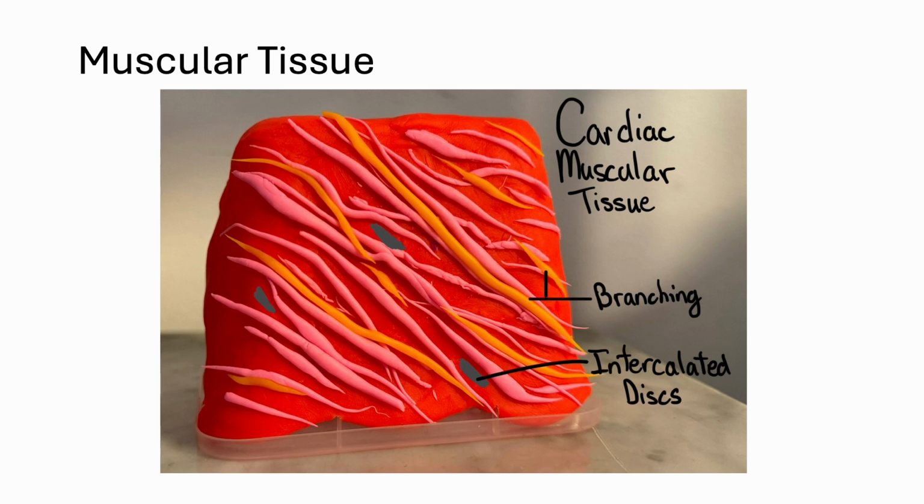I made a diagram of cardiac muscular tissue. Here are the long cells of the branching. We have both colors because there's a little bit of difference. And there are the intercalated discs, which are how the cells are held together to each other. It's how they stay.